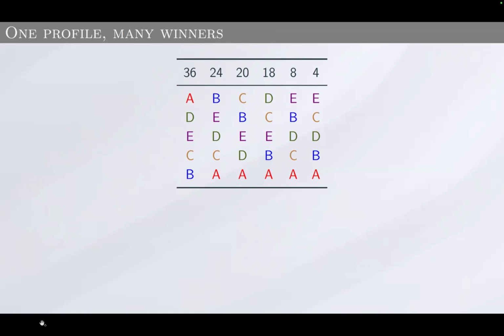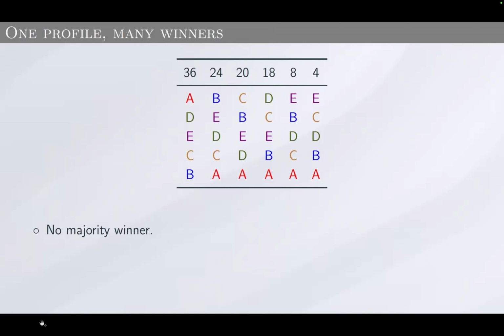I won't go through this, but for example, this is an example where the following thing can happen. So the way you're supposed to look at this table is column by column. So what this means is that 36 people have turned in a ballot that says A is ranked first, then D, then E, then C, then B. 24 people have the rankings B, E, D, C, A, and so on. So this is a manufactured example to illustrate the following thing.